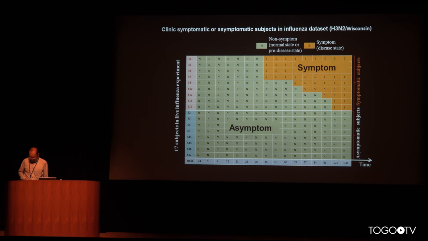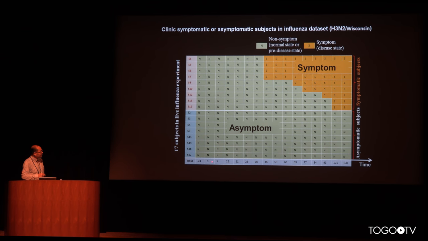So this is for the live experiments for the human. So 17 people, S1, S5, S17. These 17 people are all affected by the H3N2 Wisconsin virus at the same time point.